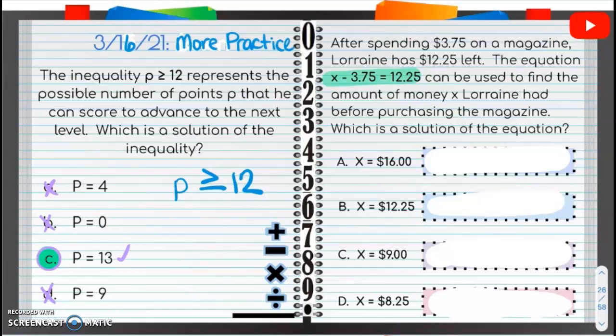All right, so all we're going to do is plug in our different amounts. So if we had x equals 16, instead of x minus 3.75, we'll have 16.00 minus 3.75. Now, I will let you use a calculator. If you do 16 minus $3.75, you get $12.25. Is that a solution? Is that equal to that? Yes, it is. So A should be our answer.